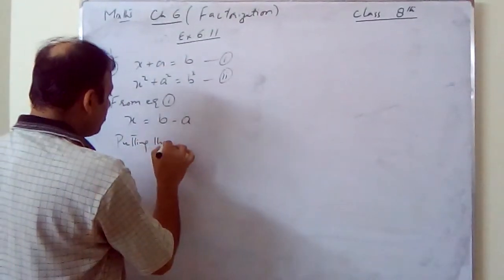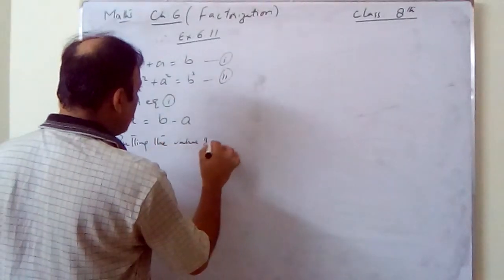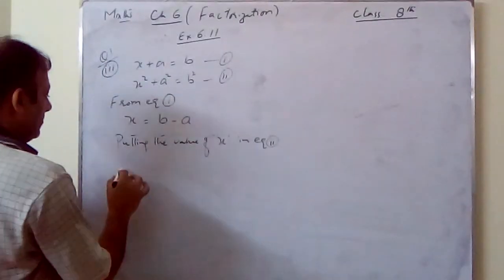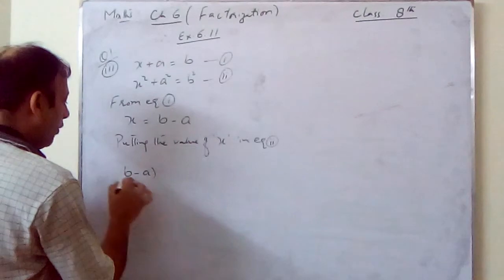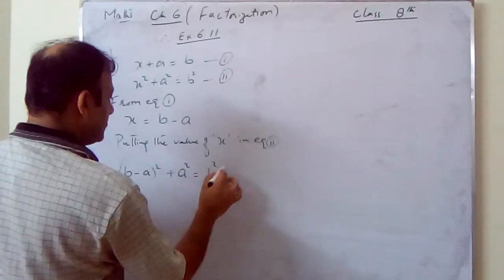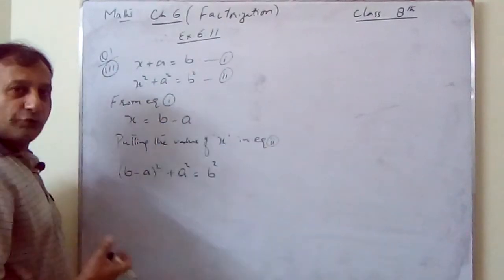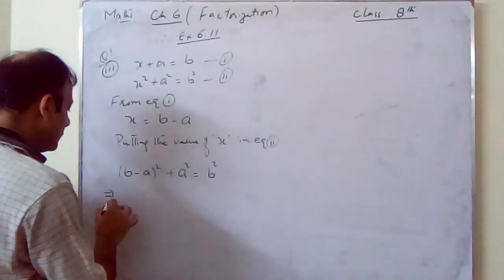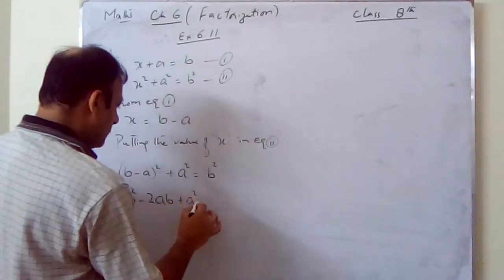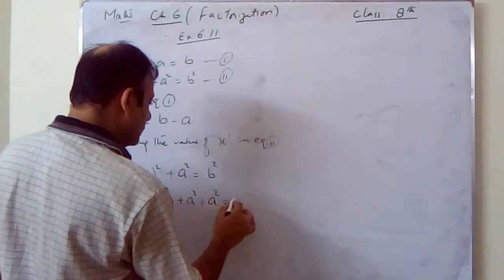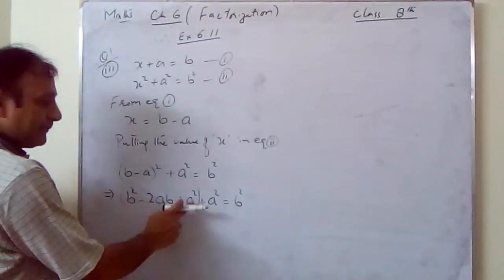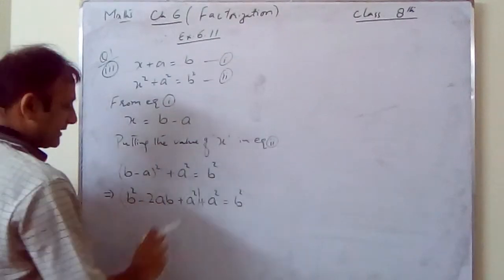So putting the value of x in equation number 2, we get b minus a whole square plus a square is equal to b square. We have to use the formula for the square term, that is b square minus 2ab plus a square, plus a square is equal to b square.